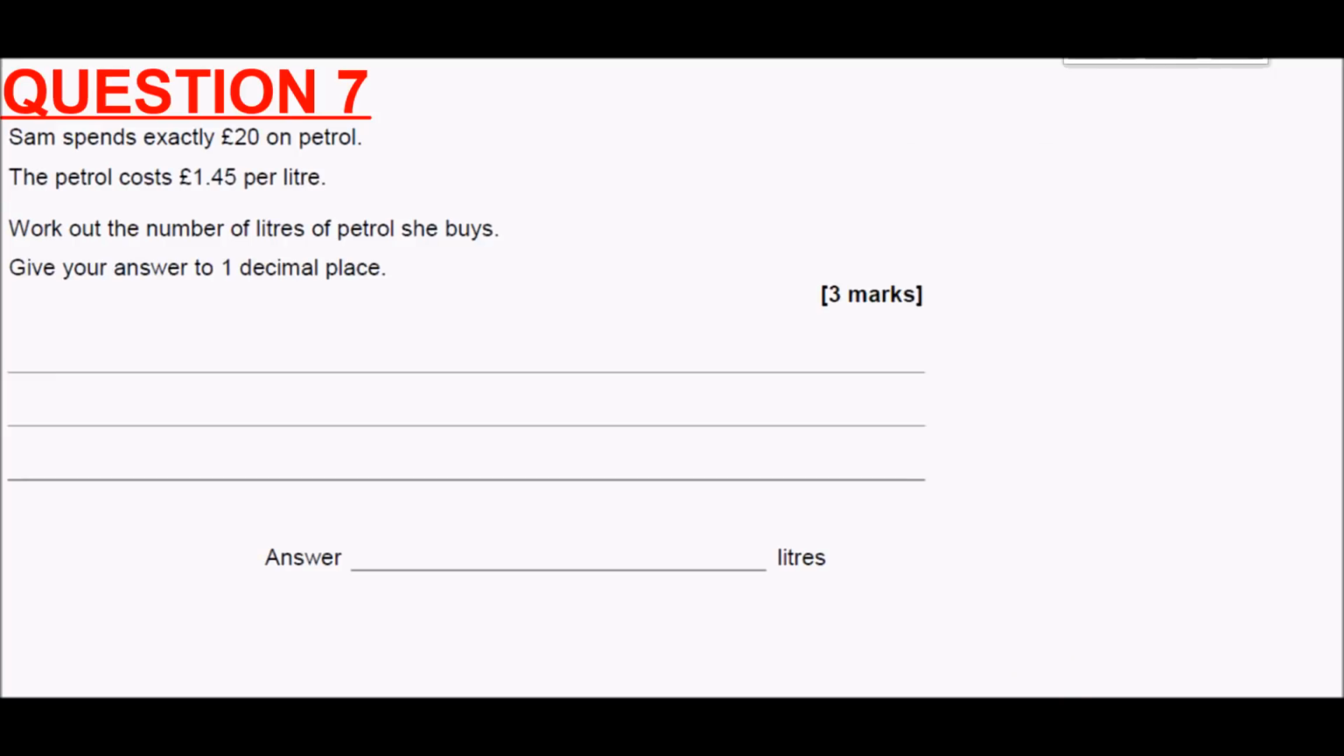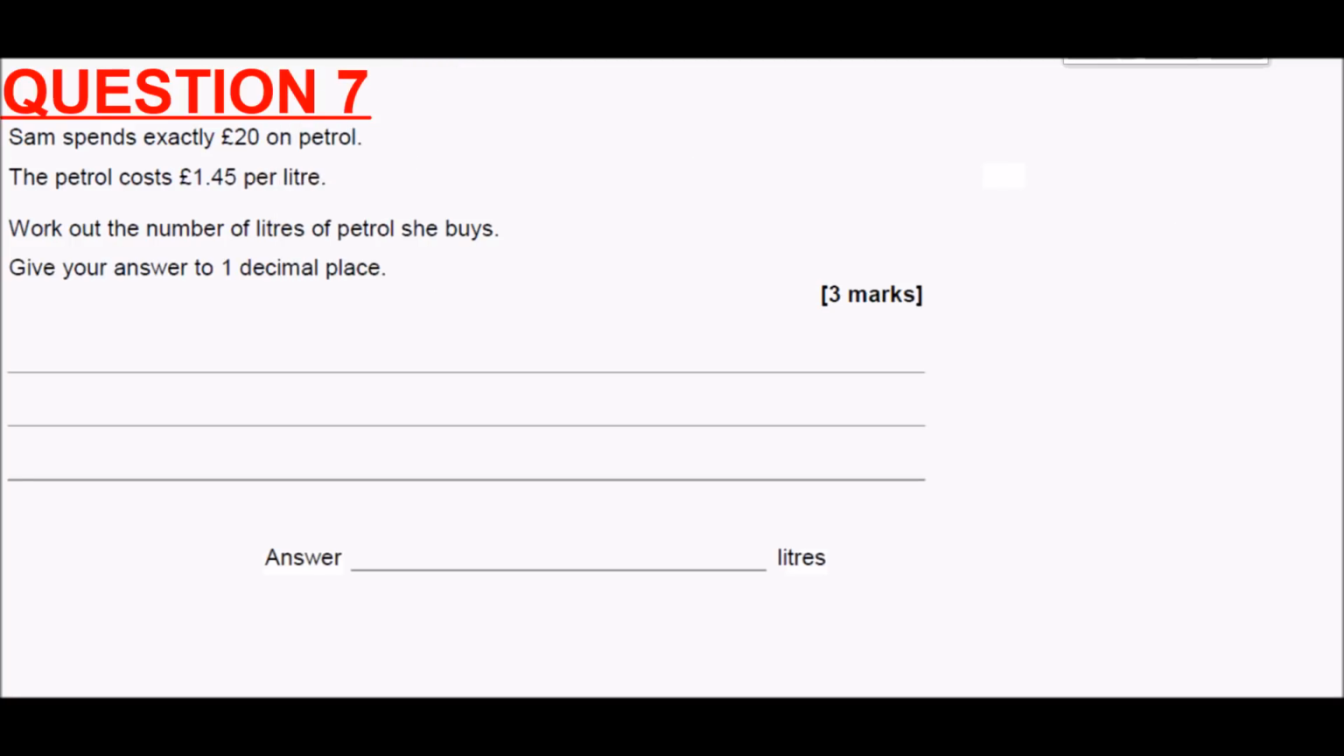Question 7, we're told that Sam spends exactly £20 on petrol and it costs £1.45 per litre. We need to work out the number of litres of petrol she buys and to give our answer to 1 decimal place. So what we can do for this one is one of 2 different options. So if you bear with me as you listen to this one, if the first way I explain it doesn't make enough sense to you, I'll explain it in a second way afterwards.